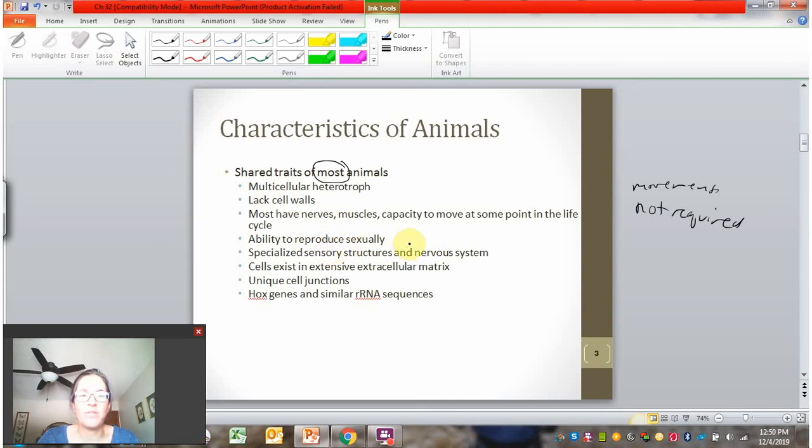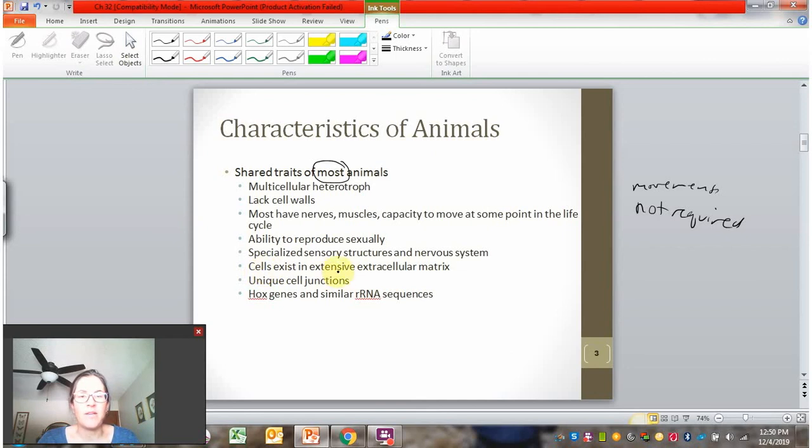Animals can reproduce sexually. They have specialized sensory structures, most of them do, as well as a nervous system to interpret the sensory input. So when we say sensory structures, we're talking eyes, ears, our senses. Okay, and so to interpret what your eyes see, you need a nervous system to understand that.